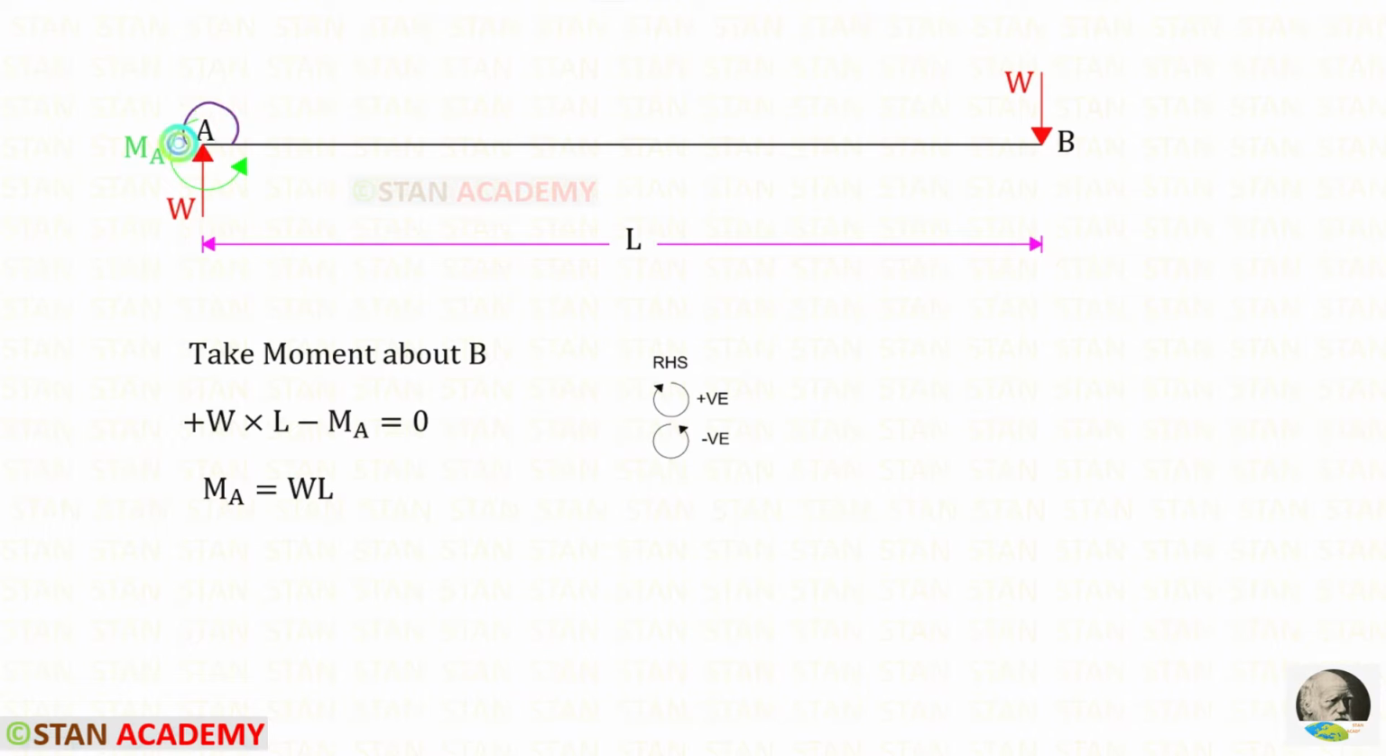From the point A, let us take moment about B and find Ma. In this case, we have to follow the right hand side rule. Clockwise will be positive and anti-clockwise will be negative. The reaction Ra is acting in the clockwise direction so it will be positive and the distance is L. Ma will be acting in the anti-clockwise direction so it will be negative. For Ma, we will get WL.